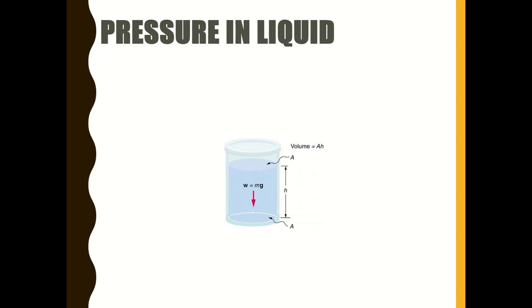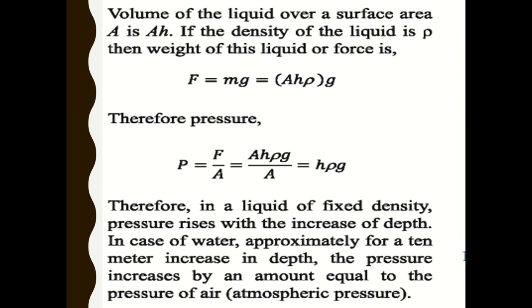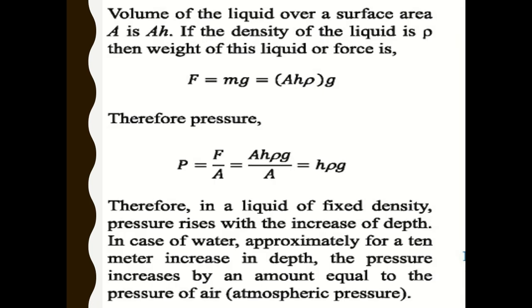Now we will derive the formula of pressure at a point in the liquid. The volume of the liquid over a surface area A is what? AH, that I have shown you. If the density of the liquid is rho, then the weight of this liquid, or force, is what? F equals mg.